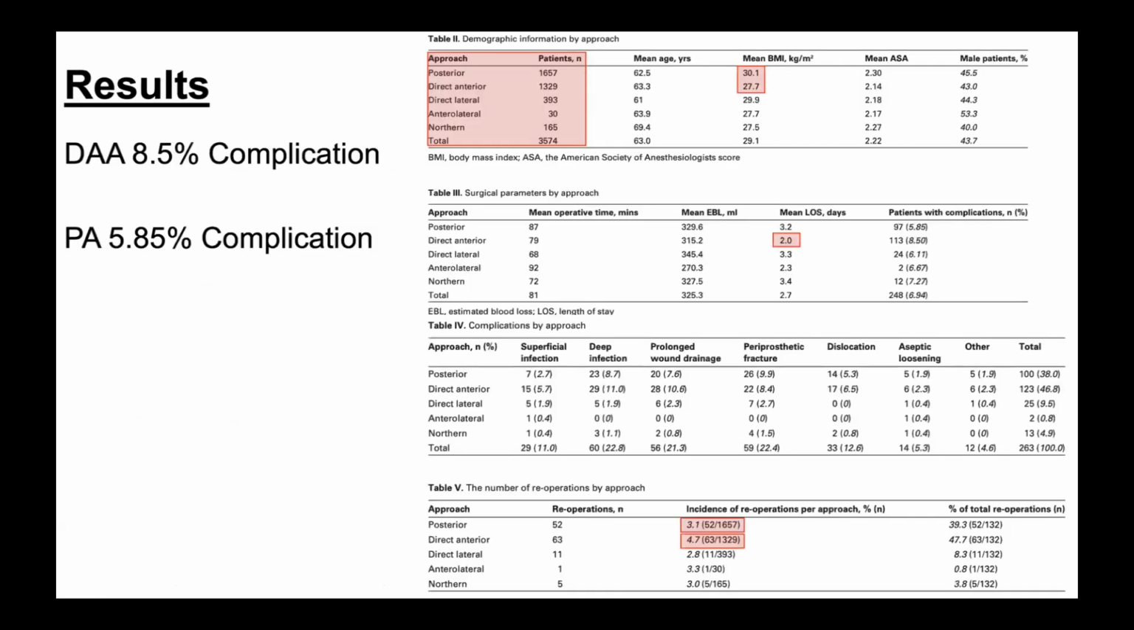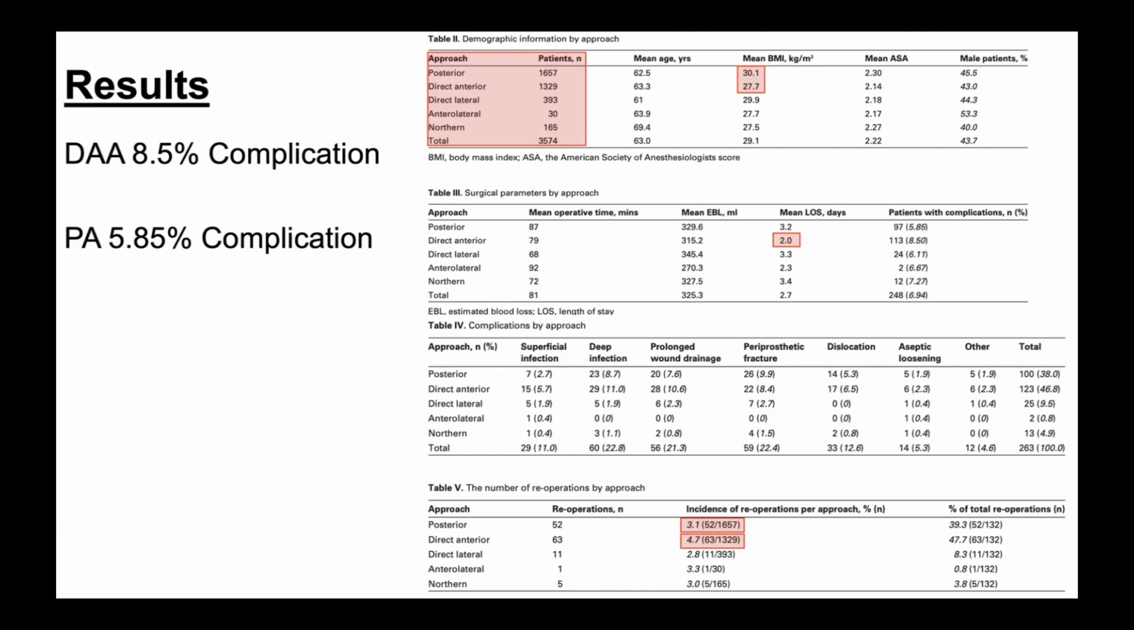Posterior approach patients' mean BMI was 30.1 compared to 27.7 for direct anterior patients. The anterior approach had an 8.5% complication rate, and the posterior approach had 5.85%. The types of complication were similar amongst these approaches: 22% deep infection, 22% periprosthetic fracture, and 21% prolonged drainage, which was defined as more than 10 days requiring either negative pressure compression dressings or a change in anticoagulation.